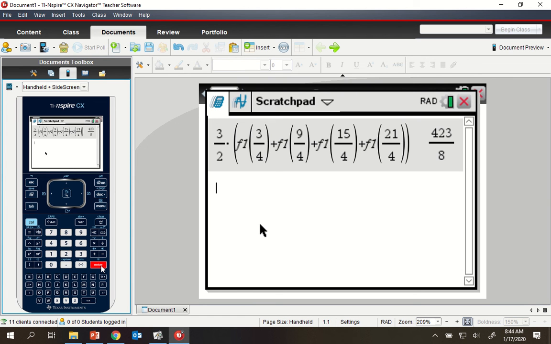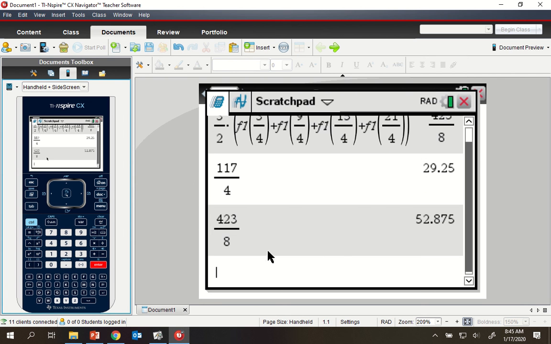Okay, so what was the other one we just did? What was the other answer we got for the left? 117 over 4. Okay, so 117 over 4. Now, to not get a fraction, to get a decimal, you just go Control Enter. This is 29. It's 52. Okay, so we go Control, right? Dang, is that a big difference there?